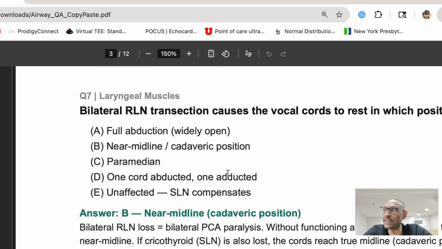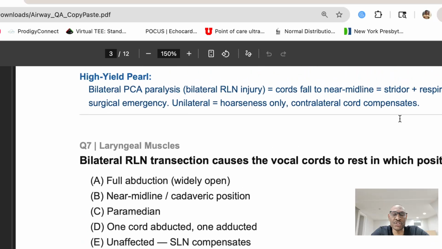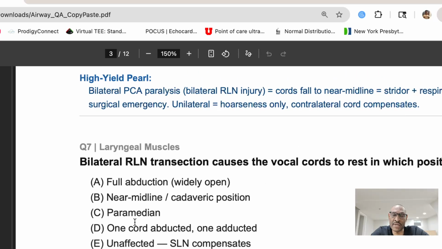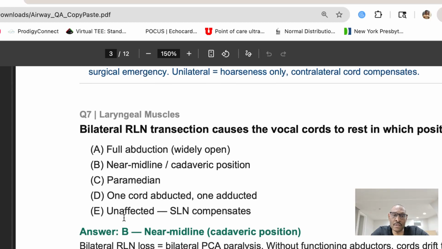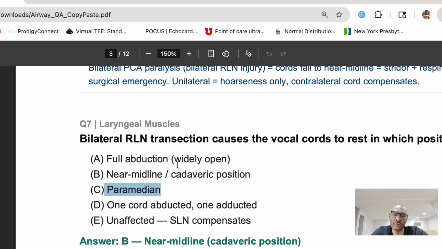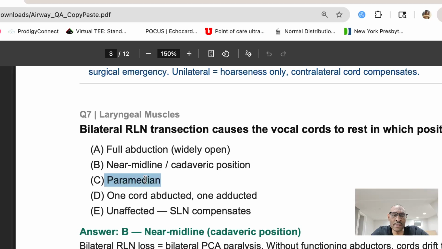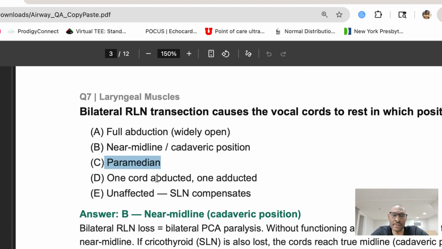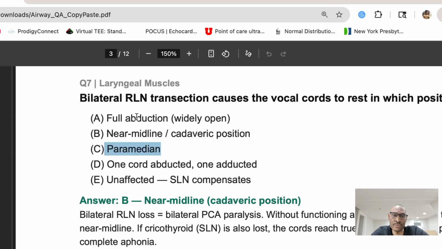Okay, let's go. Next up: bilateral recurrent laryngeal nerve transection causes the vocal cords to rest in which position? I don't know how many of you got this, but this is a question that loves to be asked. It's always going to be in the paramedian. Actually, no, I'm wrong, wrong question. This is going to be near midline. Bilateral recurrent laryngeal nerve transection causes the vocal cords to rest near midline.